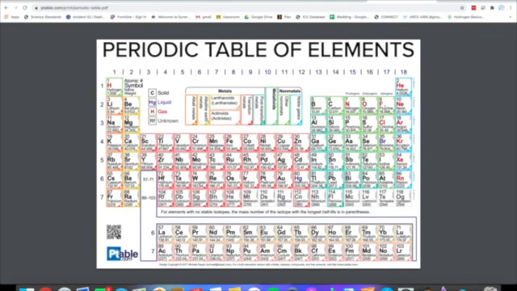Now, you can also look at what type of element it is. So, fluorine is a halogen because it's in this column right here. Another thing we talked about was the trends. So, the first trend was atomic radius. We said the closer to francium it is, the bigger the radius. Well, fluorine's on the opposite end, so it has a relatively small radius.